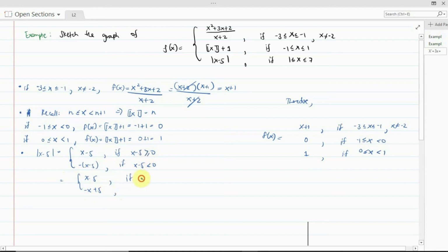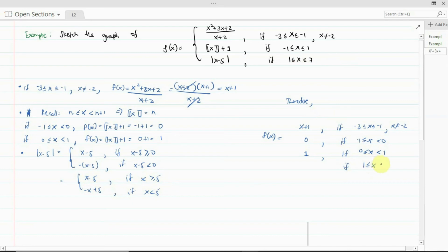If we isolate x, we move negative 5. If x is greater than or equal to 5. If x is less than 5. Okay? Now, our condition is x is between 1 and 7. But here, there is a difference, so we split the values when x is 5. So, what we will do is split this also when x is 5.